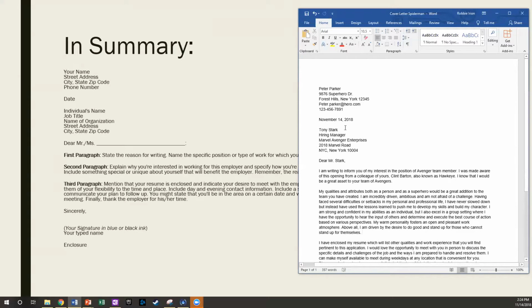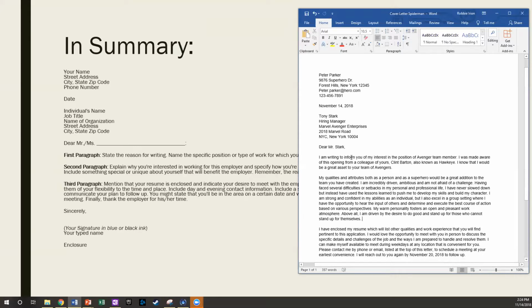Then you're going to write the name of the person that you are reaching out to. So I don't know a lot about the Marvel Universe, but I know some, and I know that Tony Stark's kind of the one that got Peter Parker into the Marvel Avengers group. So we're just going to pretend like he's writing to Tony Stark to apply for this job. So here's who he's reaching out to. Tony Stark, who is the hiring manager. That's his position. Again, remember individual's name, job title, then the name of the organization, Marvel Avenger Enterprises. I have no idea if that's what it's called, but we'll just say that it is. And then the street address, city, state, and zip code. So we have that right here.